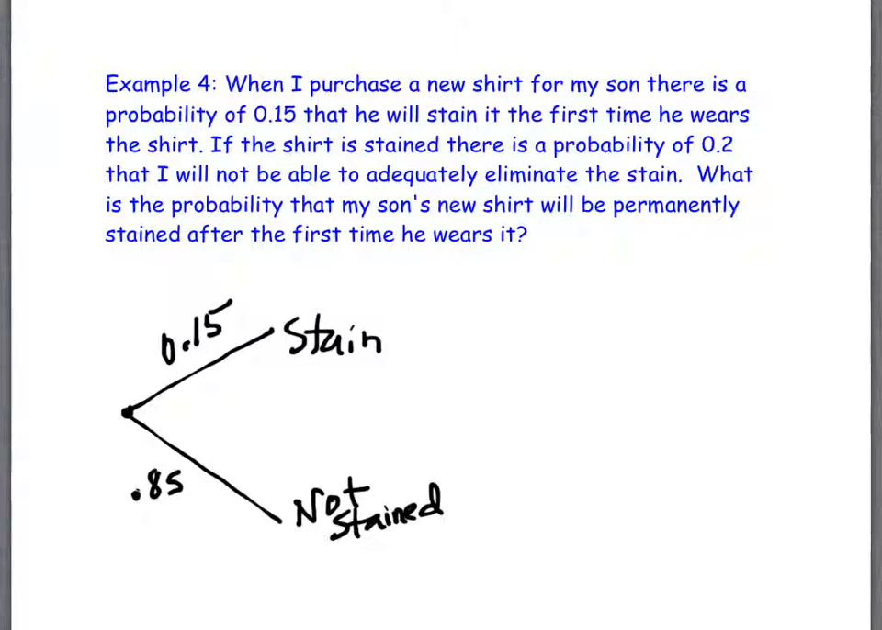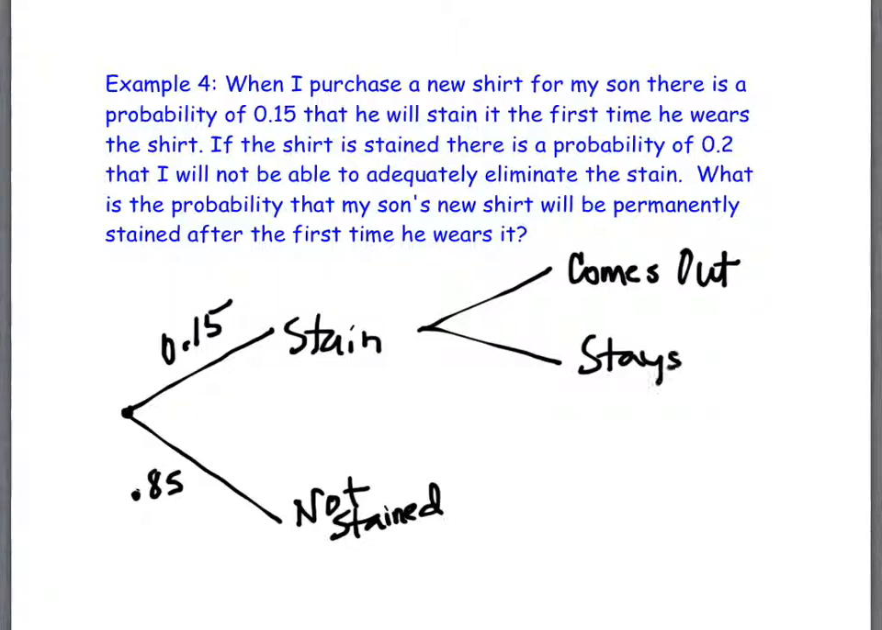Okay, now there's another process here, right? The issue is after he comes home with the stained shirt, I got to try and clean it. But do I draw that branch on both of these branches? No. Why not? If it's not stained, I don't have to try and get a stain out. It doesn't exist. So this particular tree diagram only has another branch off of the stained part. So either when he stains it, it comes out, I'm able to remove it, or it stays in, permanently stained, and that means I can't ever sell it to another child again because they won't let me.